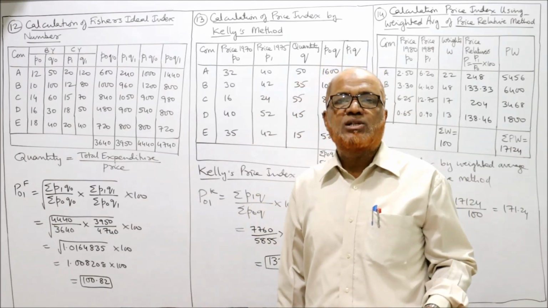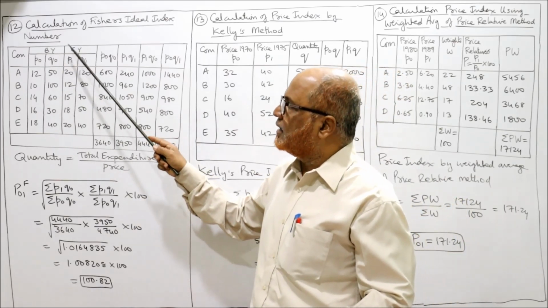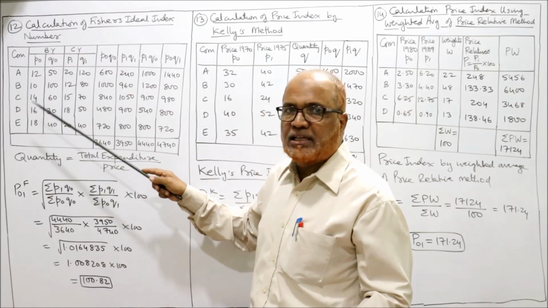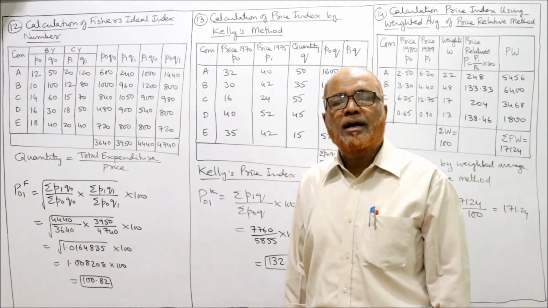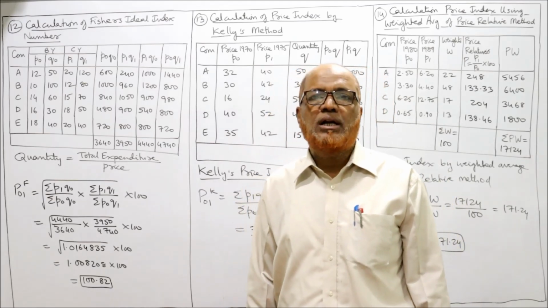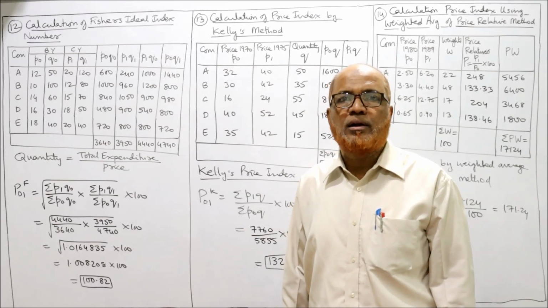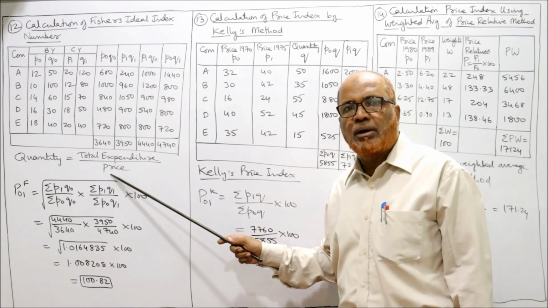P0 stands for base year price. The base year prices are given: 12, 10, 14, 16, 18. Then total expenditure. So again we are not given the quantity. By using total expenditure, we have to find out the quantity. What is the formula? Quantity is equal to total expenditure divided by price.